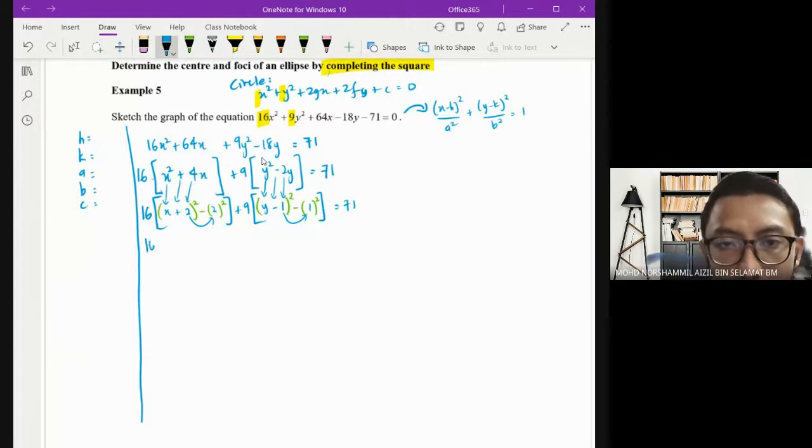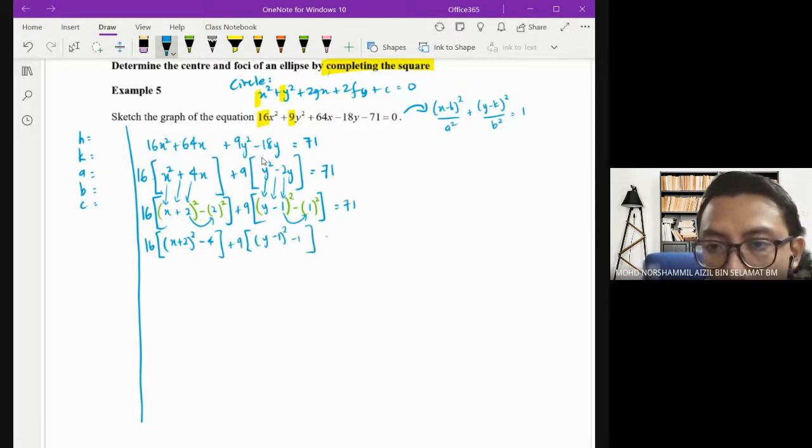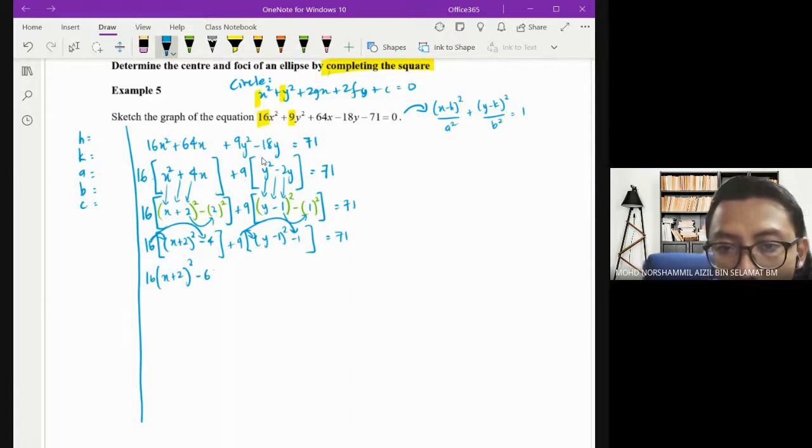And then what happen next? We need to simplify lah. X plus 2 all together square. Jangan expand. So minus 4 plus 9. Jangan expand pula bracket. Y minus 1 all together square minus 1 equals to 71. So now we need to expand the bracket. 16 goes to the bracket minus 4. 9 goes to the bracket and then times minus 1. So what happened? 16 times x plus 2 all together square. Keep it this way, minus 64 plus 9 times y minus 1 all together square minus 9 equals to 71.